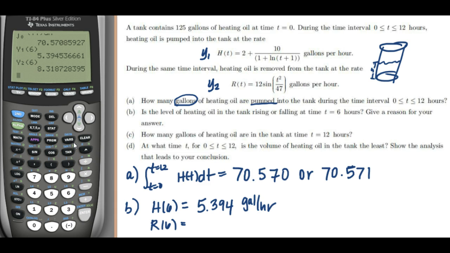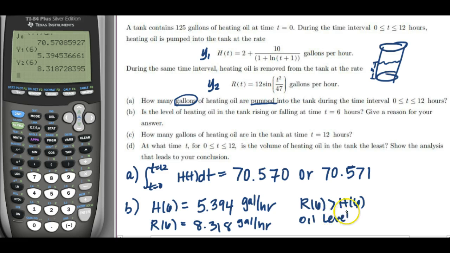So the rate of oil coming out is bigger. It's 8.318 gallons per hour. So since more oil is coming out than is going in, the level of heating oil must be falling. So a reason for my answer is because R of 6 is greater than H of 6, the oil level is falling.